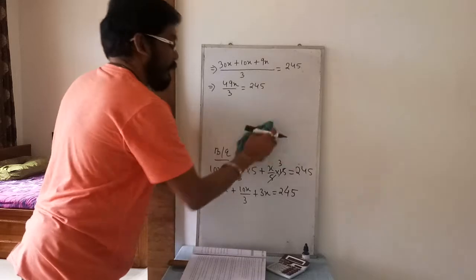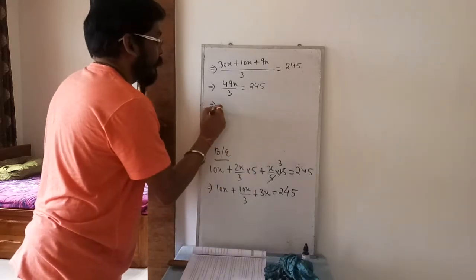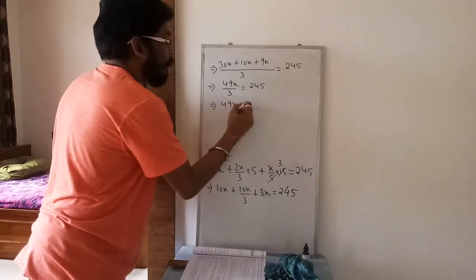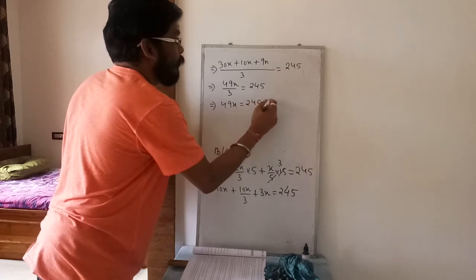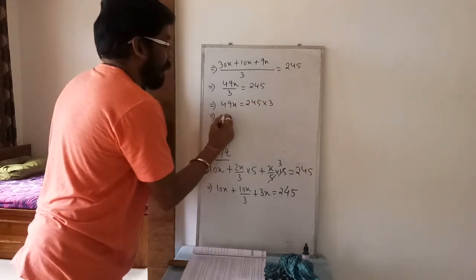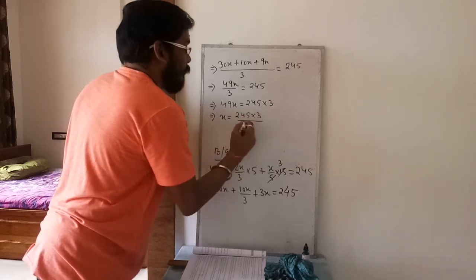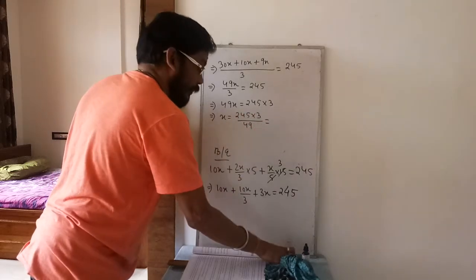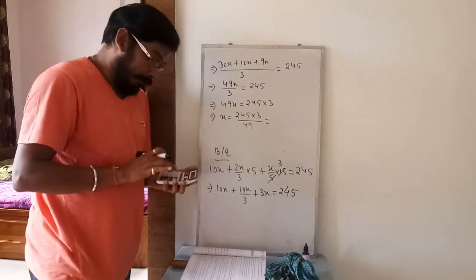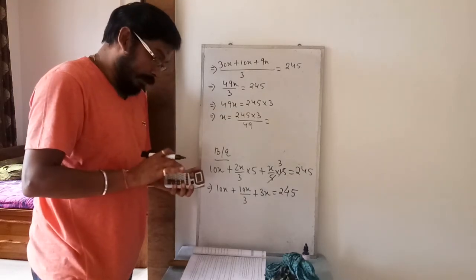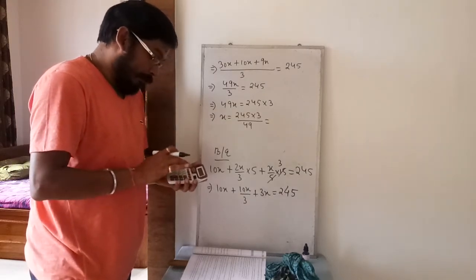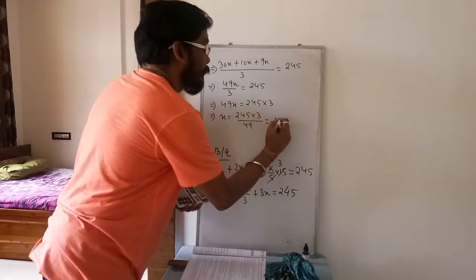We have to find the value of x. Cross multiplying, 49x equals 245 into 3. So x equals 245 into 3 by 49. If you calculate it, how much do you get? 245 into 3 divided by 49, we will get 15.